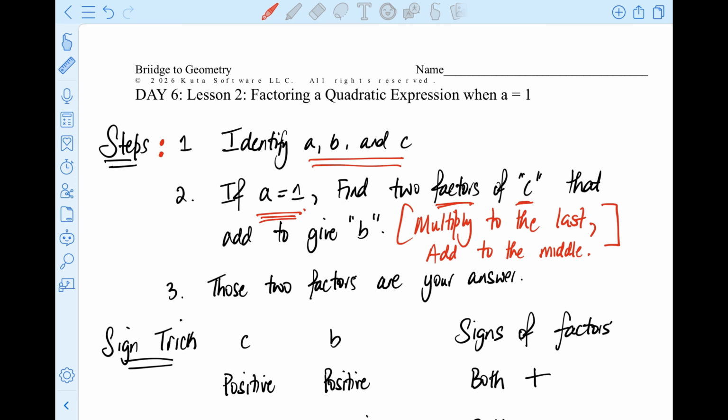That's it. And a way you could look at it is multiply to get the last, add to get the middle. So the most important thing to remember here is we're finding two numbers that multiply to give us the last term, which is C, and those same two numbers have to add to give us the middle term, right? Now, the third step is that these two factors are your answer. I'm going to explain that and how you write it. But step two, this is really where we have to figure this part out.